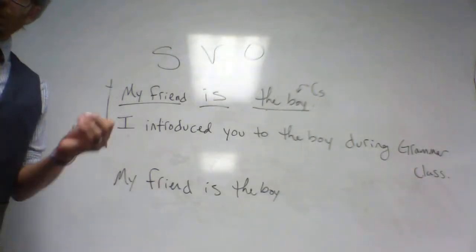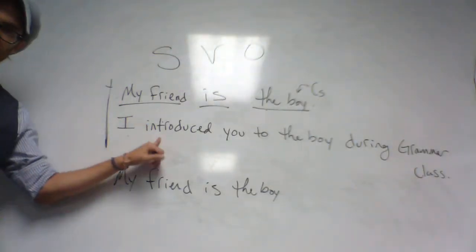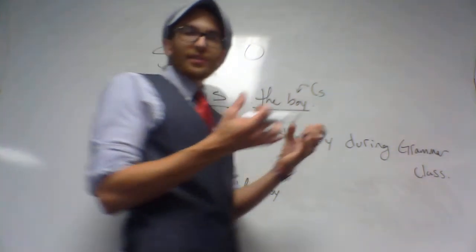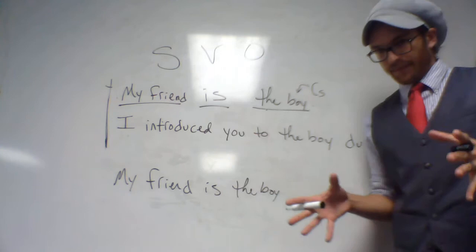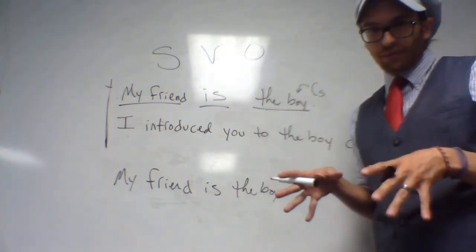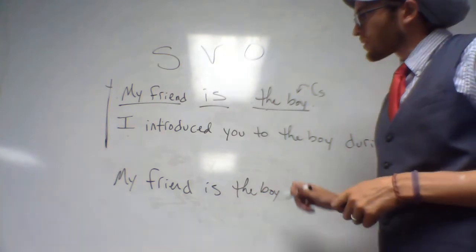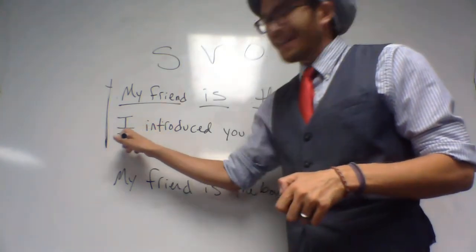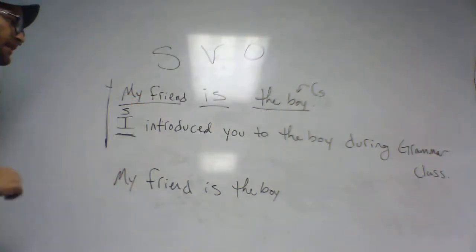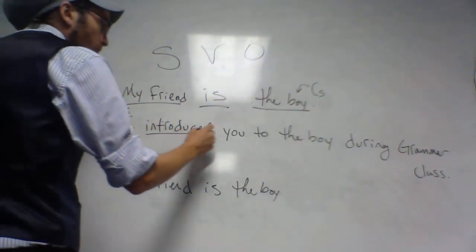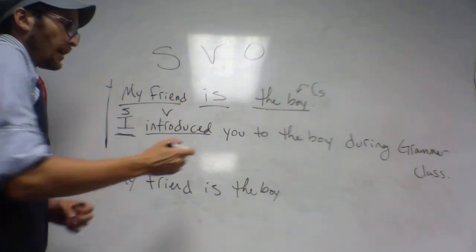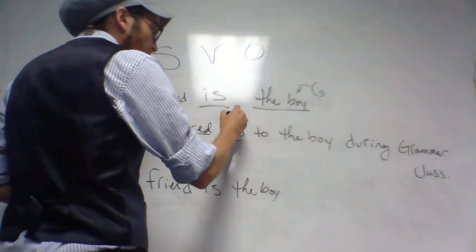Well, we have to analyze how this sentence is different. Our relative pronoun is still going to refer to the boy. But now we have a new subject of our relative clause, and of course, that subject will be I. Naturally, I is the subject of the second clause. Introduced is going to be your verb phrase, and you, the direct object.